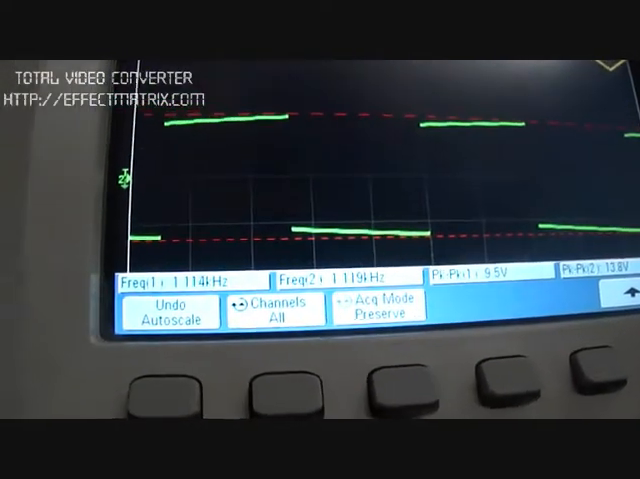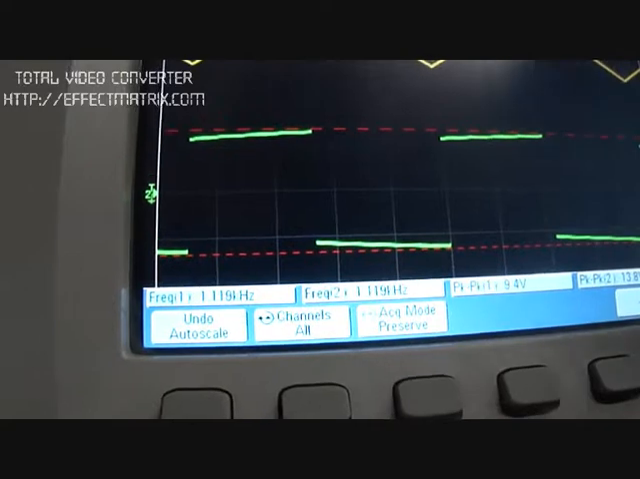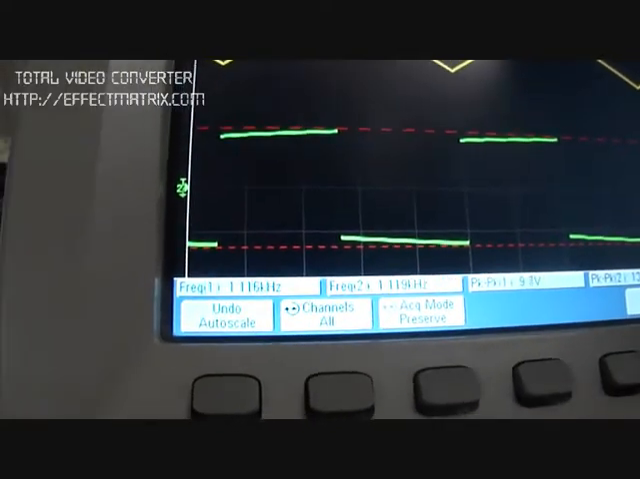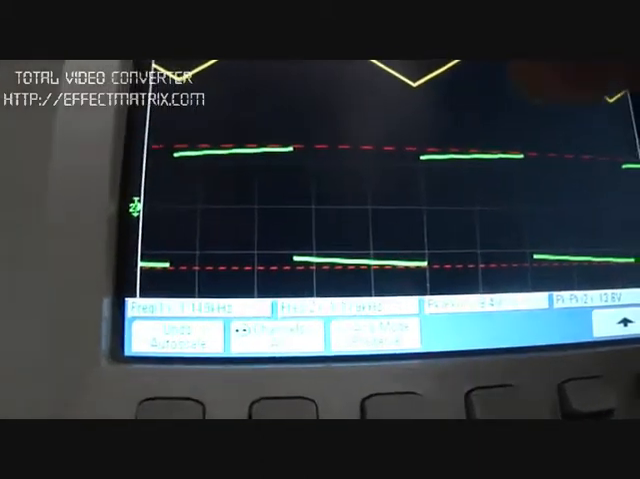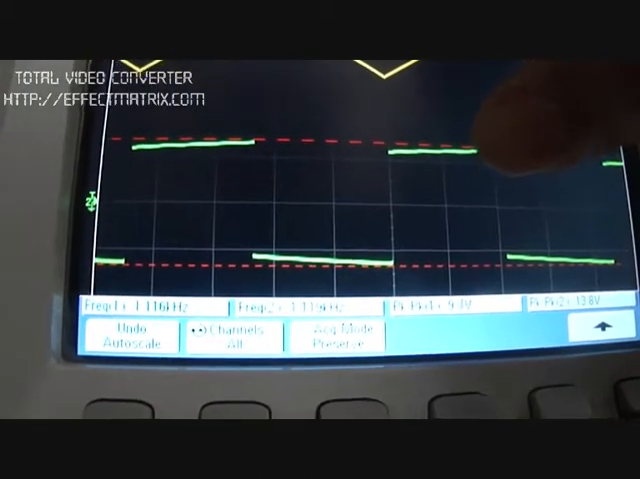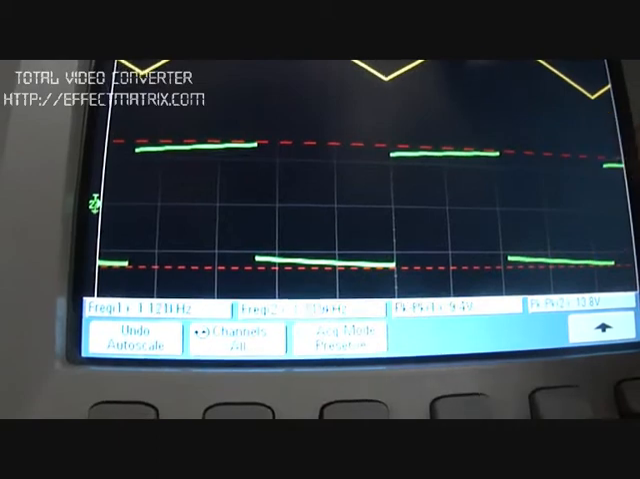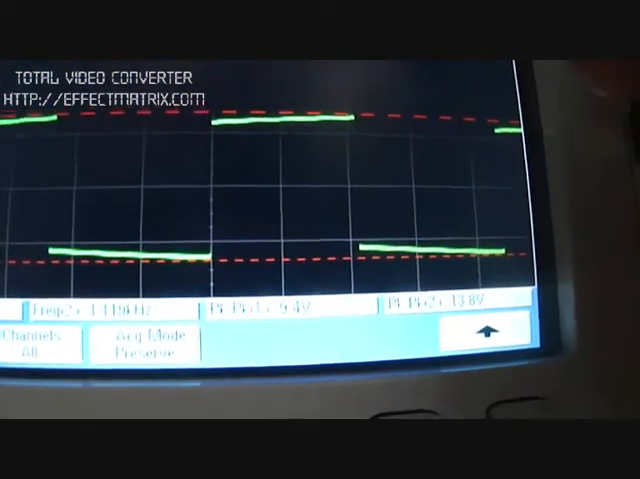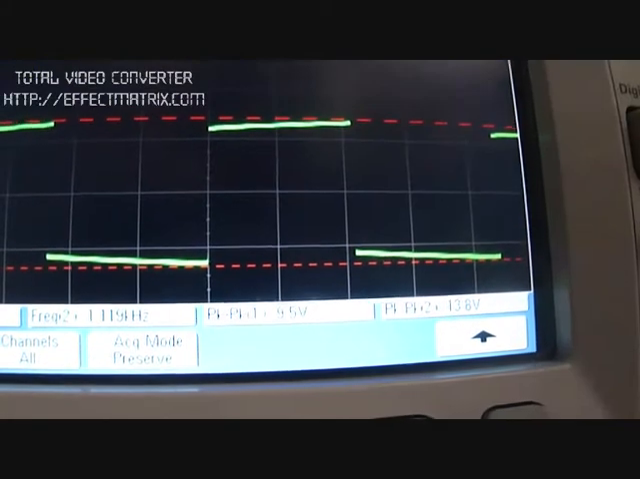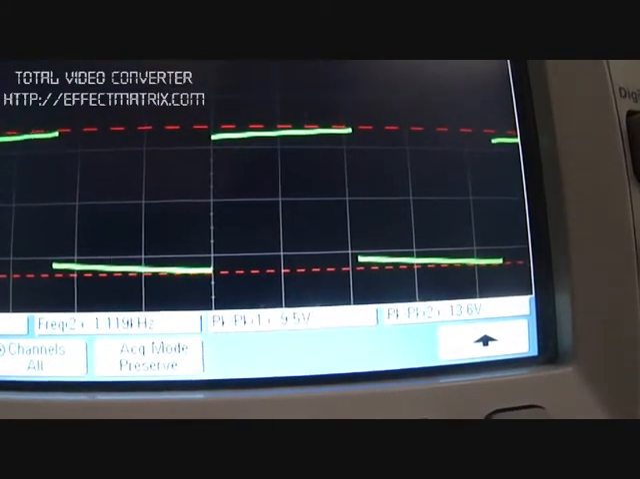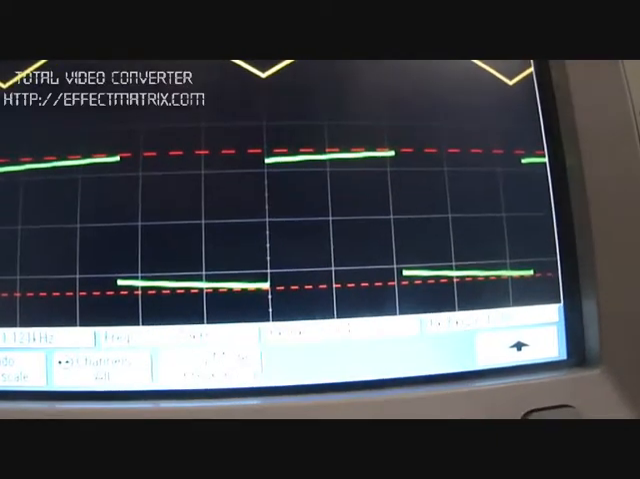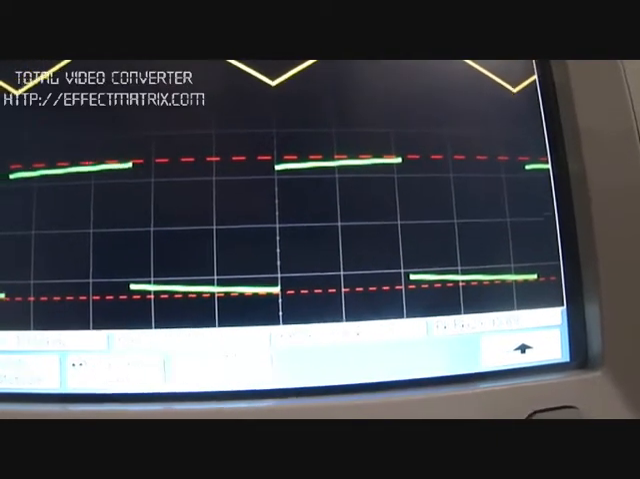The parameters that we are getting in our output are: the frequency of the triangular wave is 1.19 kHz. The frequency of the square wave is 1.119 kHz. The peak-to-peak amplitude of the triangular wave is 9.5 volts and the peak-to-peak amplitude of the square wave is 13.8 volts. Now let us see the simulation we have performed in TINA.